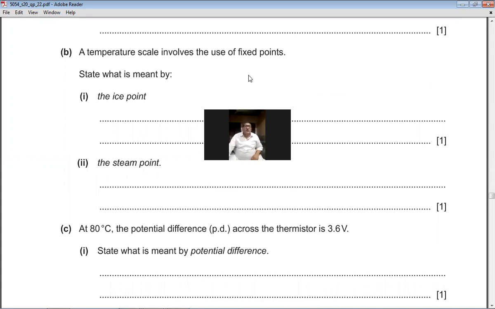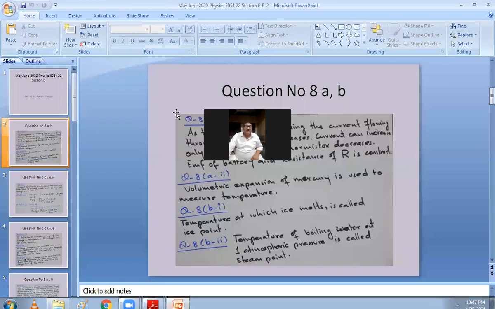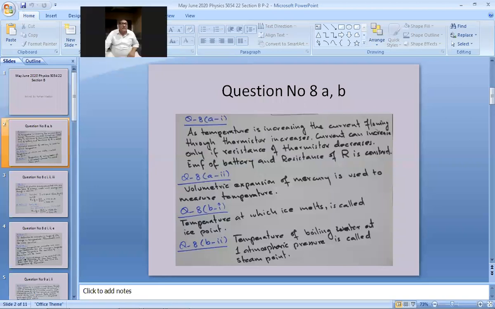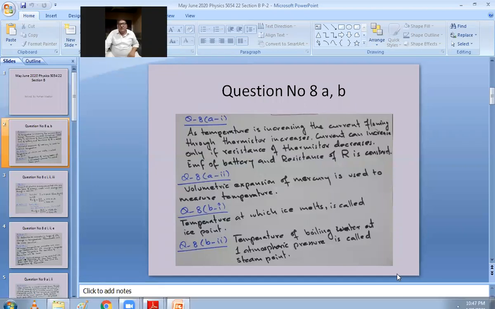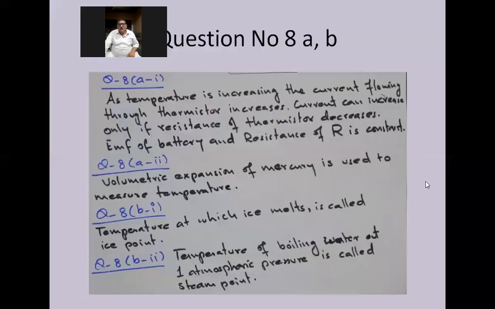So let me show you my answer, and then we will check it. The temperature at which the ice melts is called the ice point, and the temperature of the boiling water at 1 atmospheric pressure is called the steam point. So let's check what the marking scheme has to say.